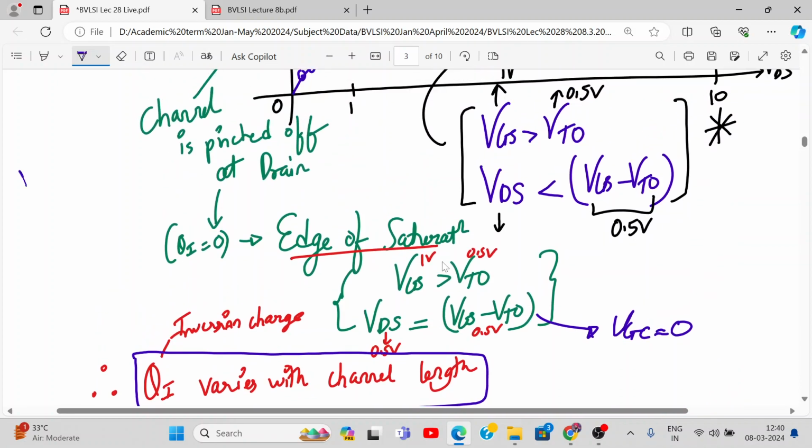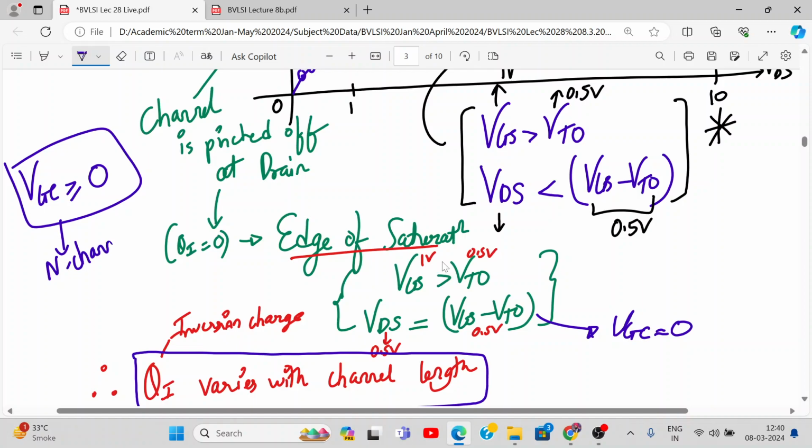N channel exist करने के लिए क्या होना चाहिए? VGC should be greater than or equal to 0. Yes or no? So यहाँ पे N channel exist करेगा. Actually greater than 0 नहीं, ग्रेटर देन 0 होना चाहिए. अगर इक्वल टू 0 है तो n चैनल विल डिसअपियर.